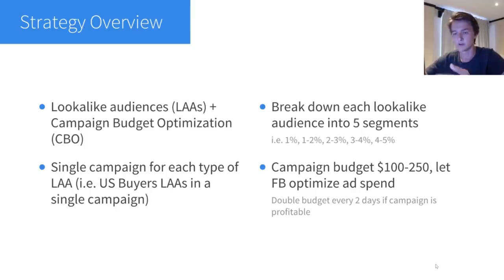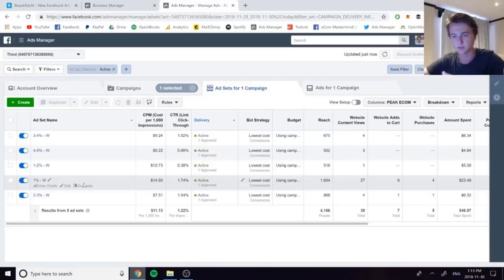It's not complicated, but you do need to have some data to work with. Now I'm going to show you guys how to set this up in practice if you've never set up CBO and lookalike audiences. So just to show you guys an example, this is a new campaign that I've been testing. I launched this today, and as you can see, I'm using the exact strategy. So in this case, it's a 95% video viewers lookalike to the United States. And what I've been doing is I just broke it down into 5 segments, so 1%, 1 to 2, 2 to 3, 3 to 4, 4 to 5.